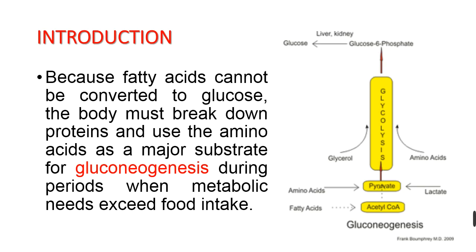Why don't we use fatty acids as a normal source of energy in the circulation? Because fatty acids cannot be converted into glucose, the body must break down proteins and use the amino acids as a major substrate for gluconeogenesis, which means formation of glucose from a source other than glycogen. So, the body must break down proteins and produce amino acids from these proteins as a major substrate for gluconeogenesis during periods when metabolic need exceeds the food intake. An example, fasting.